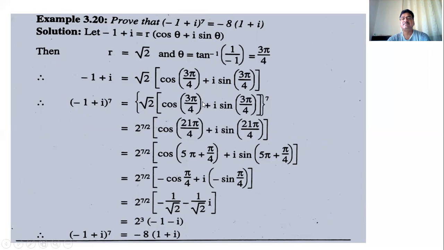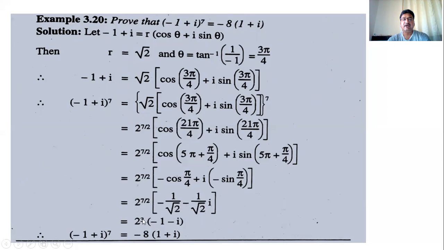So this becomes cos 3 pi into 7 by 4, means 21 pi by 4, plus i sin 21 pi by 4. And then the value of cos 21 pi by 4 is cos of 5 pi plus pi by 4, plus sin of 5 pi plus pi by 4. And cos of 5 pi plus pi by 4 is minus cos pi by 4, and this is minus sin pi by 4. And then the value of minus cos pi by 4 is minus 1 by root 2, and the value of sin pi by 4 is 1 by root 2.